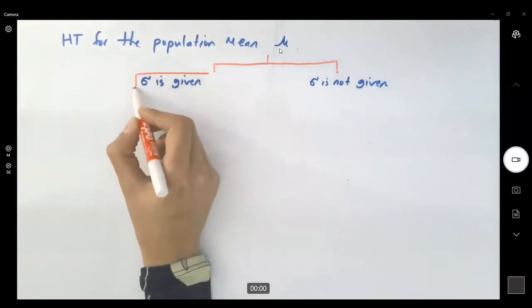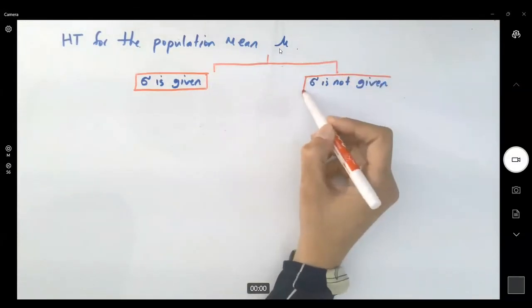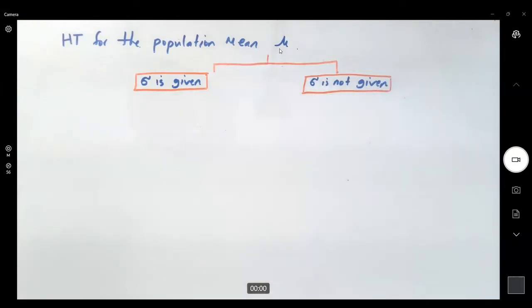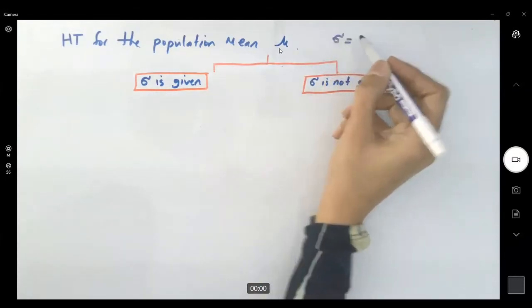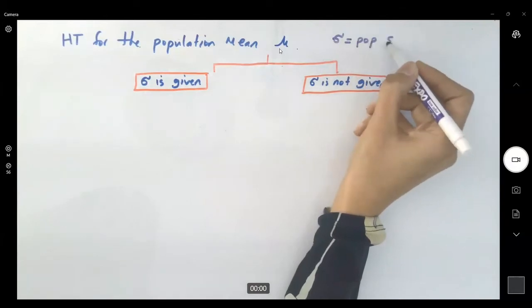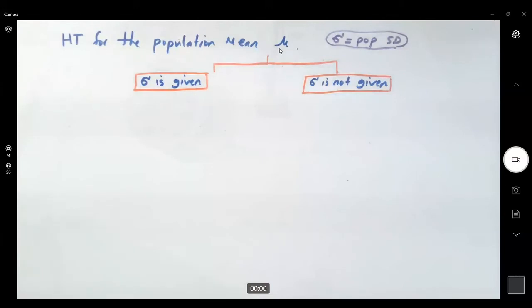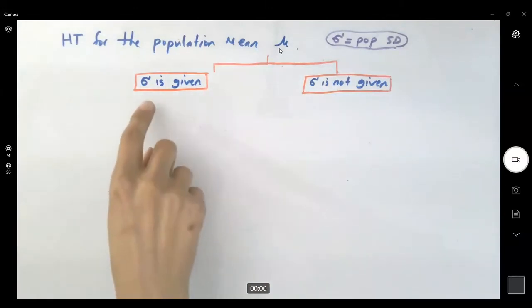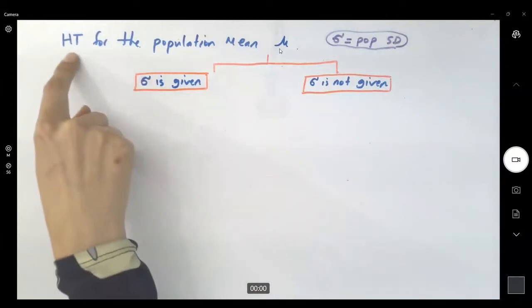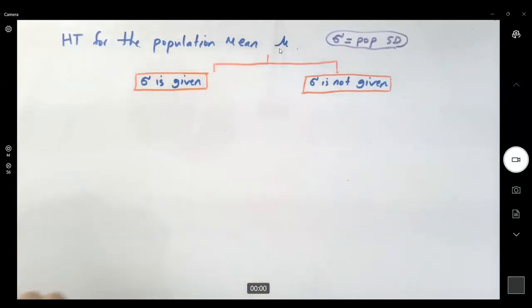Let's talk about the case that sigma is given to us. Then we're going to move on and talk about the case that sigma, or the population standard deviation, is missing. So remember that sigma is the population standard deviation. When sigma is given and we're dealing with hypothesis testing for the mean mu, we have three scenarios.